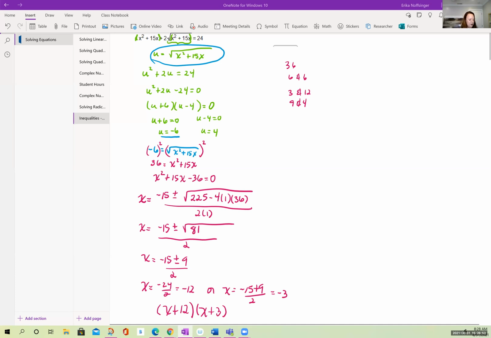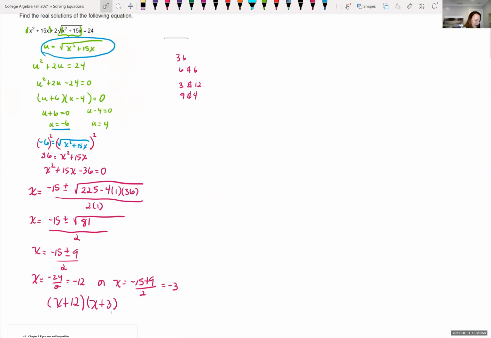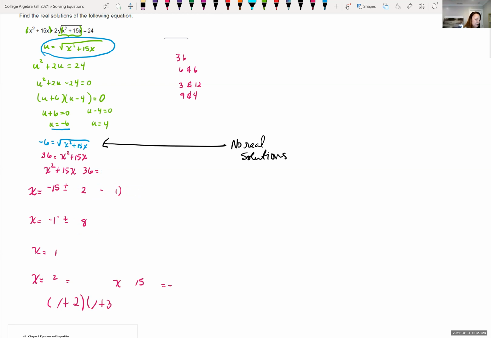Okay, so I see where I was off. And so back here at this stage, before we squared everything, we had a square root is equal to -6. And we can't square something to get a negative number. So this would have no real solutions. And so we would have stopped there for that piece when u was -6.